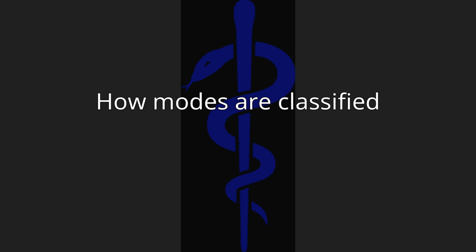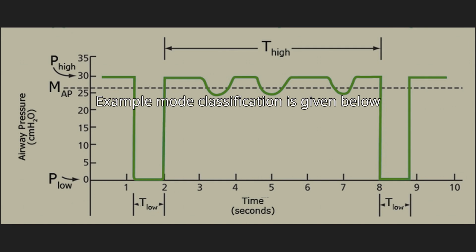Step 2. Identify the breath sequence. Determine whether trigger and cycle events are patient or machine determined. Then, use this information to determine the breath sequence. Step 3. Identify the targeting schemes for the primary breaths and, if applicable, secondary breaths. Example mode classifications are given below.